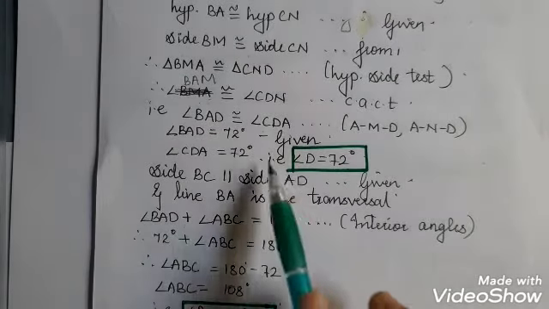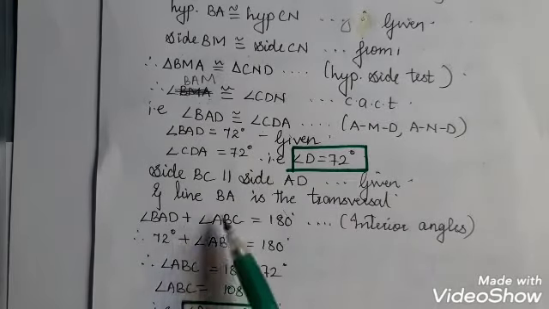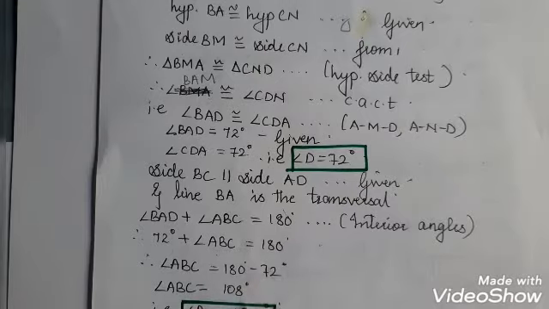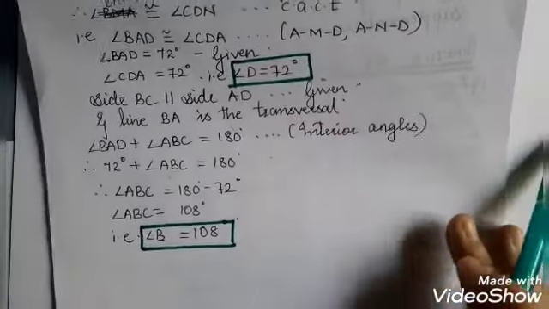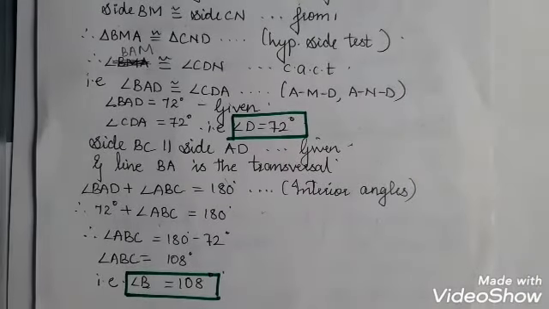Therefore, BAD is 72 degrees, which has already been given. 72 degrees plus angle ABC is 180. That means angle ABC is 180 minus 72, which is equal to 108 degrees. So you get angle B is equal to 108 degrees. Okay. Next, let's see the third sum.